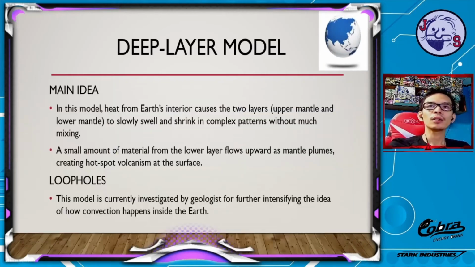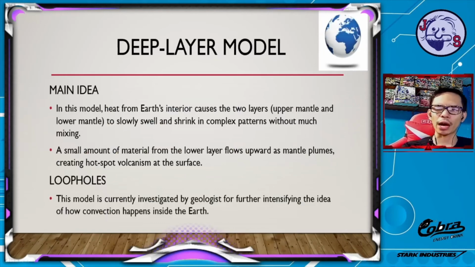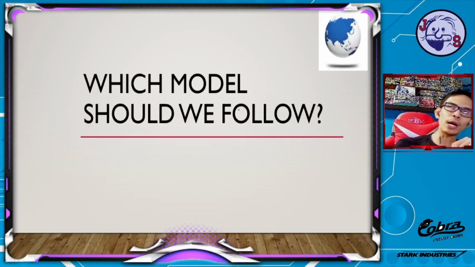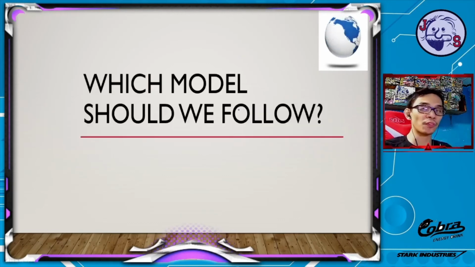But hey, there are still loopholes in this model. At this point in time, the geologists are currently investigating it further for this loophole. So hopefully this particular model doesn't have a lot of loopholes, so that we will now have a somehow precise model that will clearly explain how this convection happens inside the Earth. All right, so, to answer the question, which model should we follow?